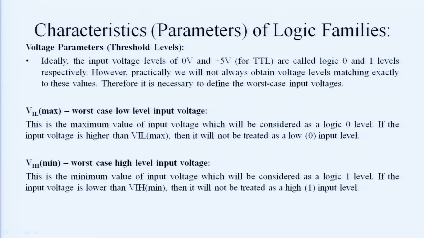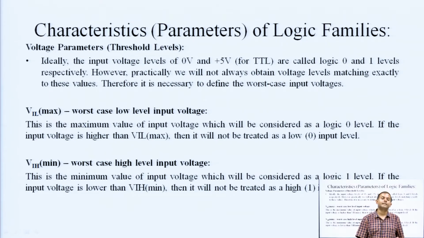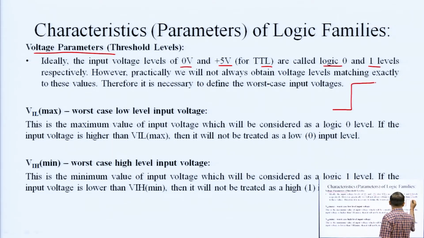Next, we will start discussing the characteristics or parameters of logic families. First are the voltage parameters. Ideally, the input voltage levels of 0 volt and plus 5 volt for TTL are called logic 0 and logic 1. So, this is 0 volt and this is 1, equal to plus 5 volt, right.